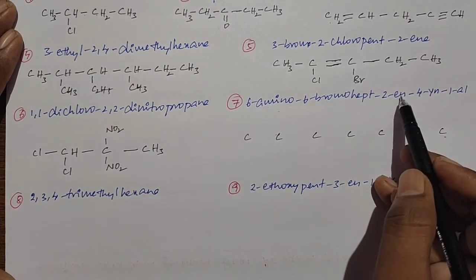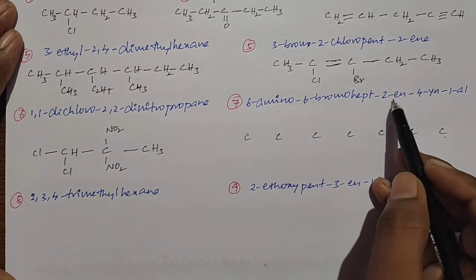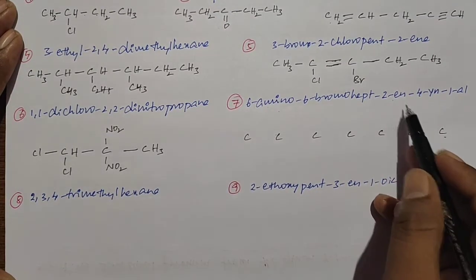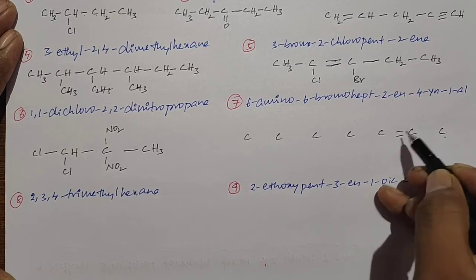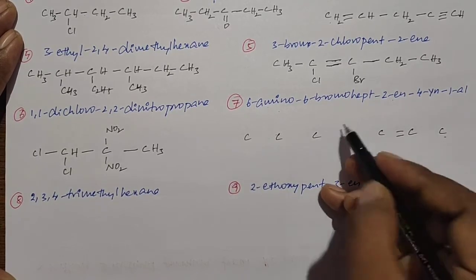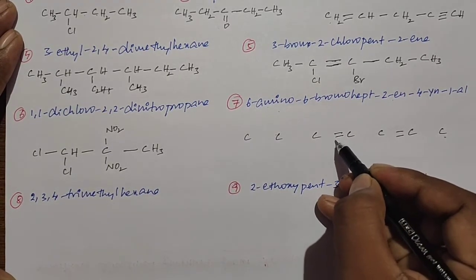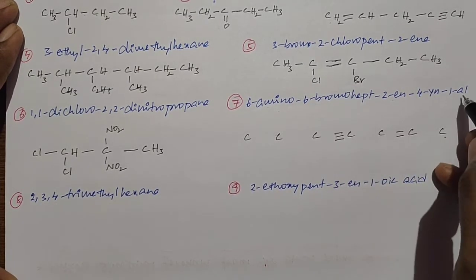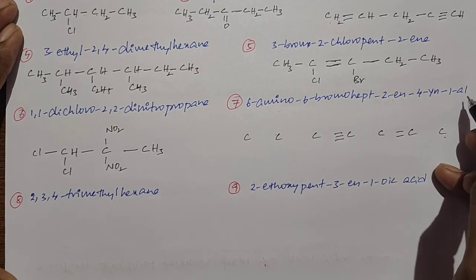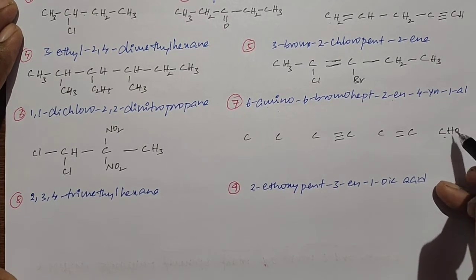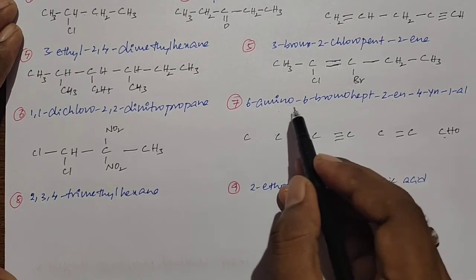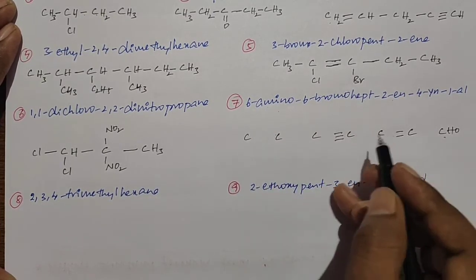Here the primary prefix is there. 2 primary prefixes, one is 2-ene and another one is 4-yne. So from this side onwards, 2-ene is present between the second and third carbon. 4-yne, 1, 2, 3, 4, a triple bond is present between the fourth and fifth carbon. Next 1-al. The secondary suffix al is the representation of aldehyde. So at the first carbon we have the aldehyde.